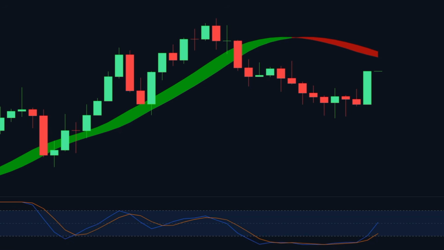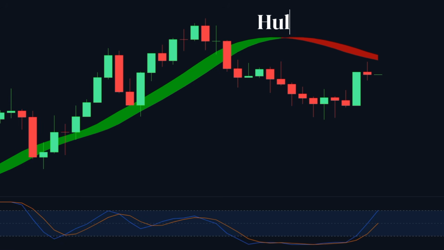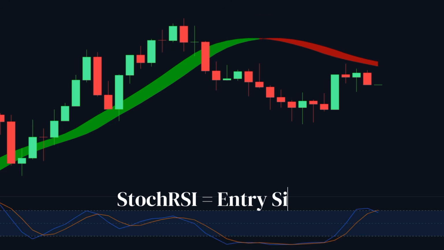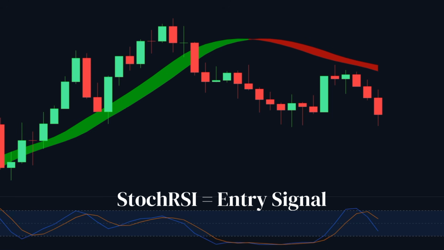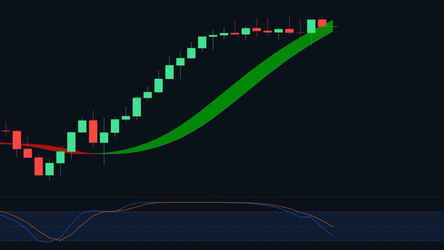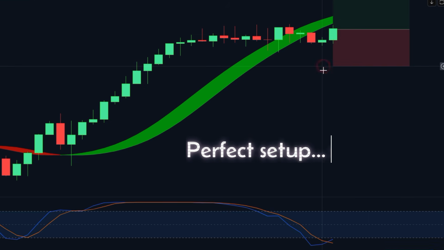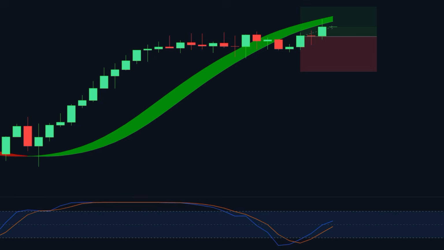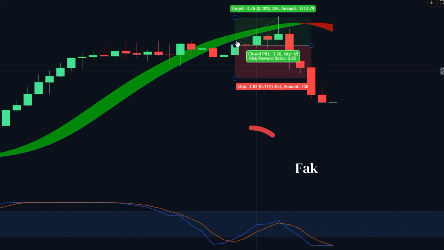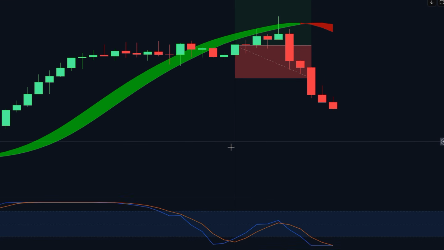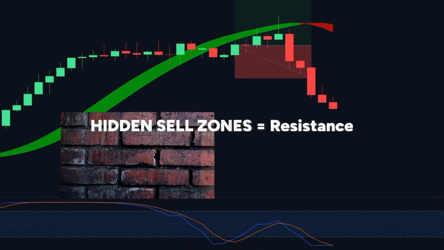At this point, you have a solid trading foundation. You're using the Hull moving average to define the trend and the Stoch RSI to pinpoint low-risk pullback entries. But have you ever had this happen? The Hull is green. The Stoch RSI gives a perfect buy signal. You enter the trade and it immediately fails and reverses on you. It's one of the most frustrating things in trading. Why does this happen? Often, it's because you just ran into a massive hidden wall of sellers.